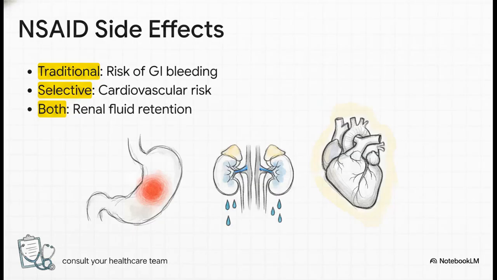And this means we are left with a spectrum of some pretty severe trade-offs. Traditional non-selective NSAIDs run the risk of gastrointestinal bleeding and ulcers. The brilliant COX-2 selective drugs? Well, they protect the stomach, sure, but they carry an increased cardiovascular risk for heart attacks and strokes. And honestly, both classes can cause renal issues, like fluid retention, because both enzymes play a role in kidney function. This is exactly why it is so absolutely critical to always consult your healthcare team. The right choice depends entirely on your specific personal medical history.